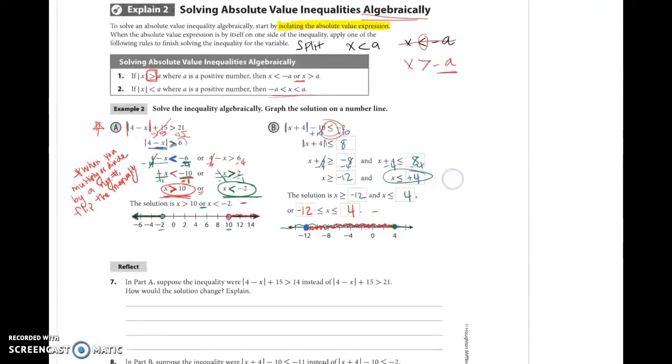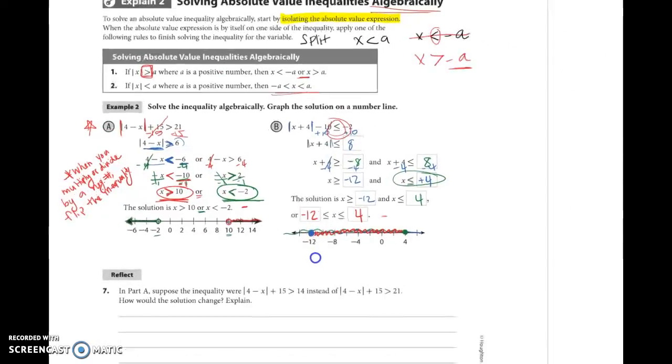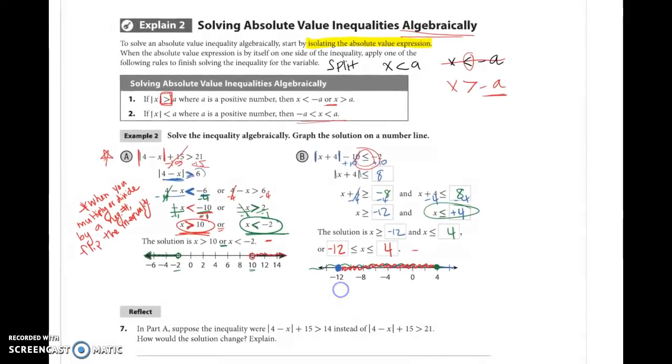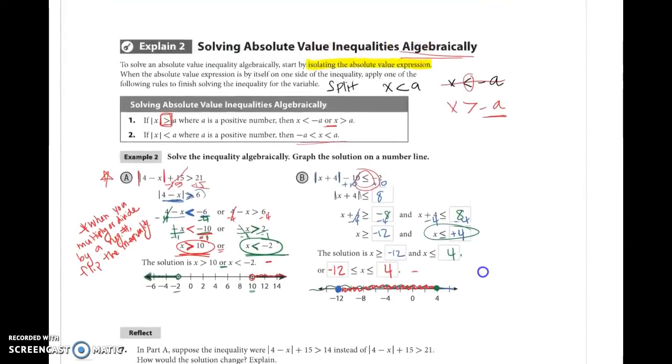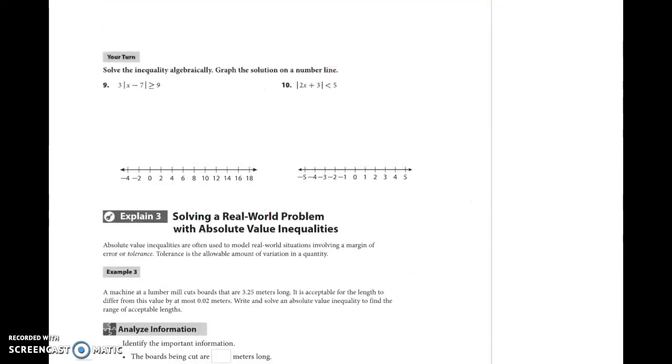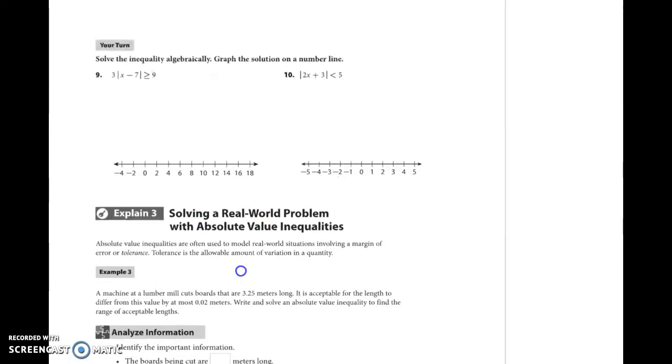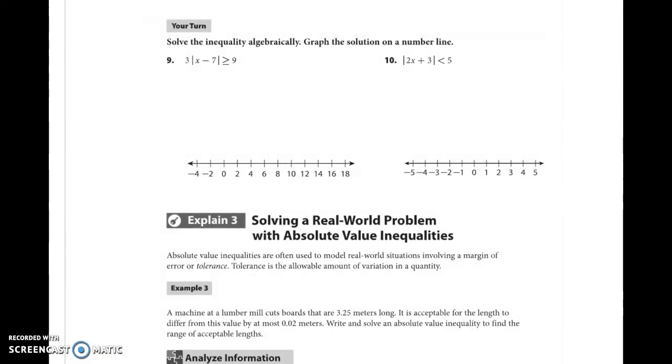So I said I was going to go a little out of order. I'm going to actually go to the next page, which would be 615. And I'm going to do these your turns.